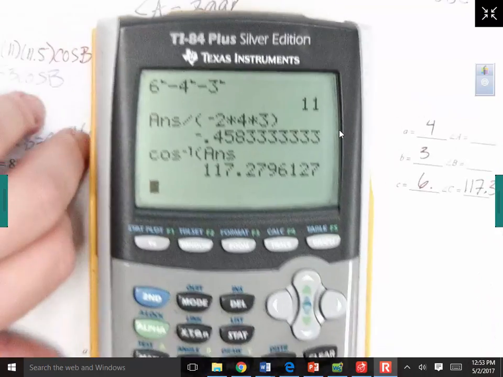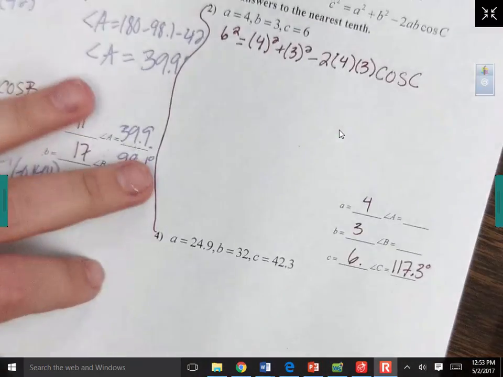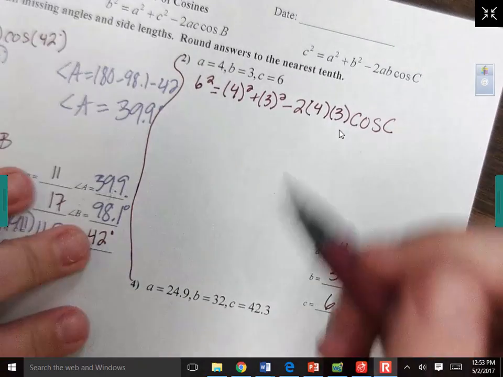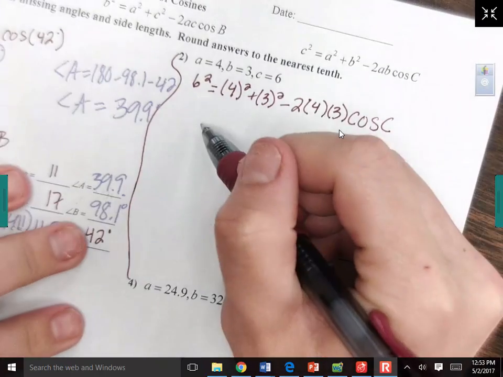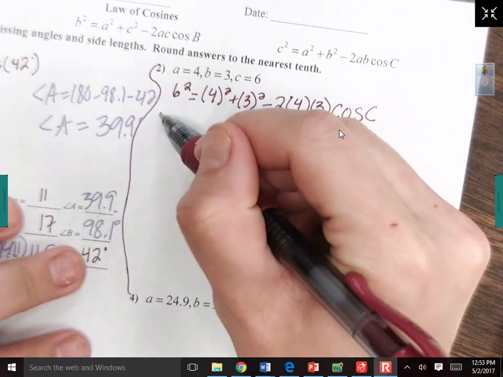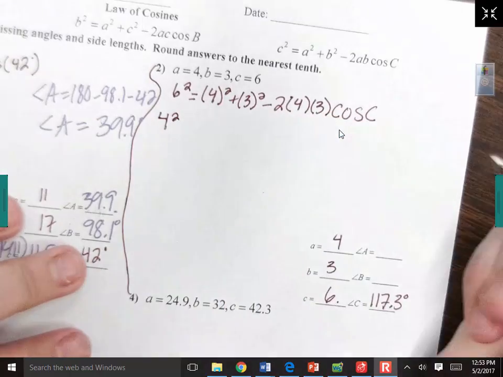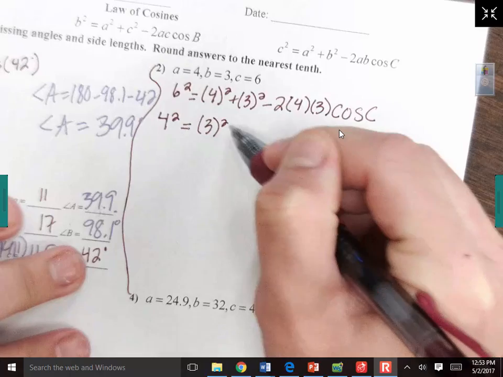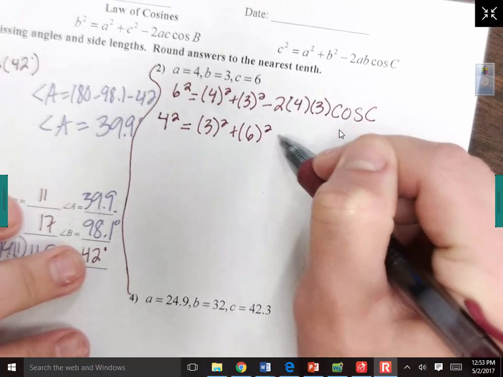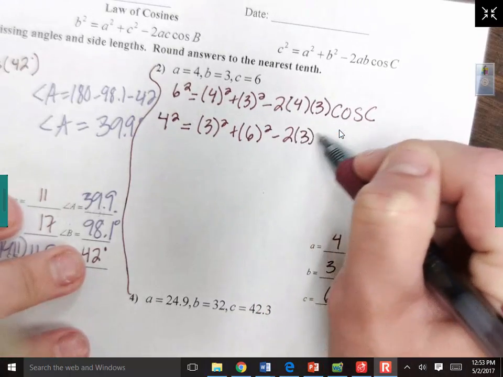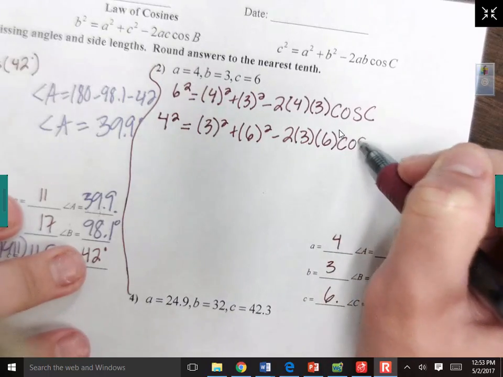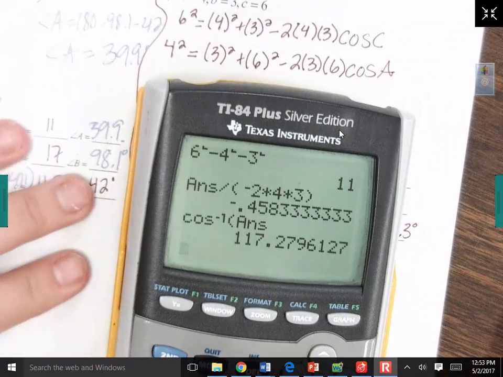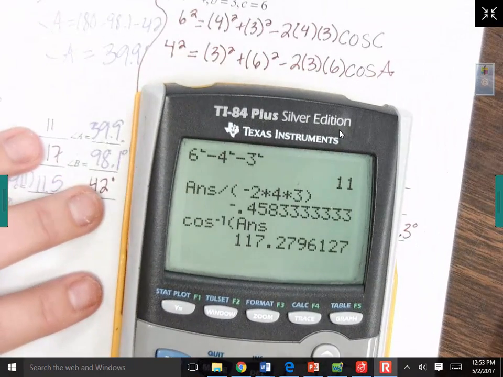Okay. Let's do this again for angle A. I'm going to go in order from greatest to least. So this is going to be 4 squared is equal to... Any questions so far? Are y'all ready to put this in the calculator?